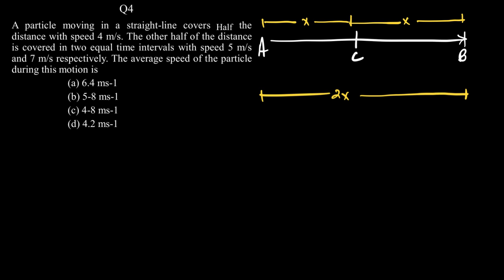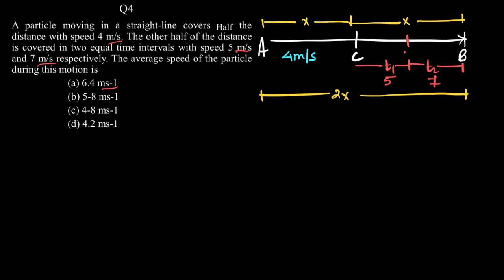Now AC is covered at the speed of 4 meter per second. CB is covered in two equal time intervals. So let us say the body took T1 for this long and T2 for this long, and T1 was covered with a velocity of 5 meter per second and T2 with a velocity of 7 meter per second. Let us check the dimensions. All the given units are in meter per second, and the answer is also in meter per second.